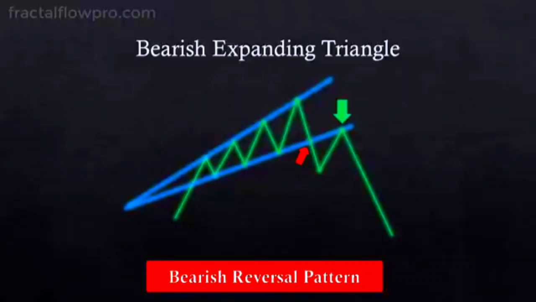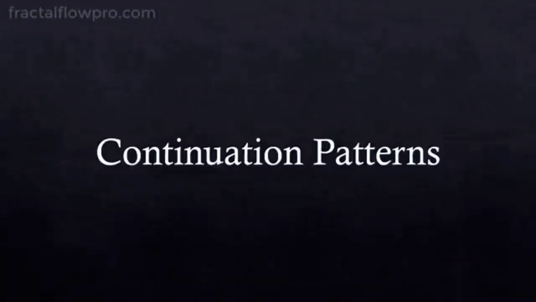This covers the reversal chart patterns. So now we'll move on to the continuation chart patterns. We'll start with probably the simplest continuation chart pattern, which is called rectangle. We have a bullish and a bearish variant. Let's begin with the bullish rectangle first.